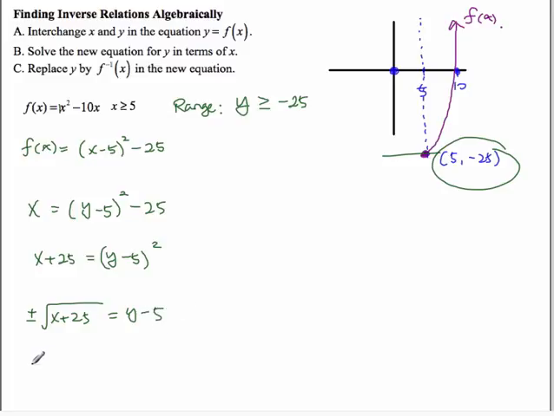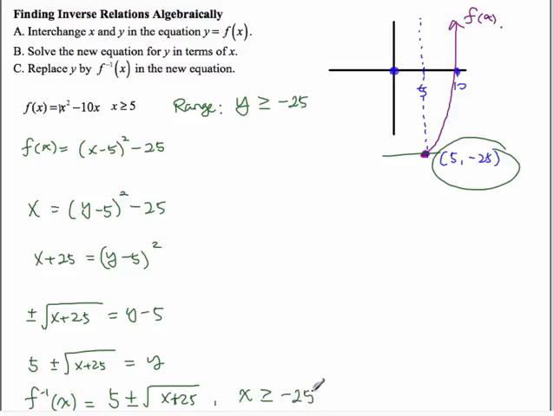And then add 5. Then finally, f inverse of x is 5 plus or minus square root of x plus 25. Okay, so the domain would be x has to be greater than or equal to negative 25, because if x is less than negative 25, the inside of the square root would be less than 0, and you can't have that.